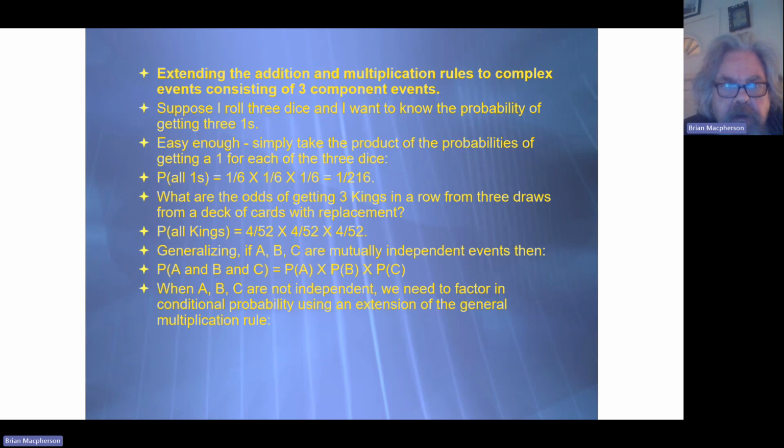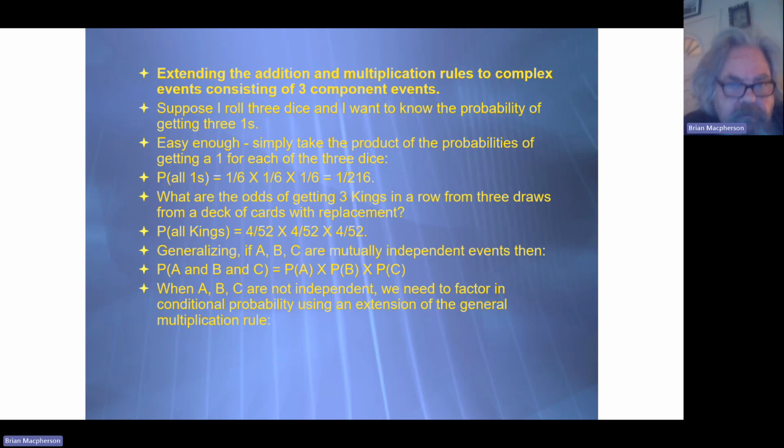Okay, let's look at the card example. What are the odds of getting 3 kings in a row from 3 draws from a deck of cards with replacement? Well, again, because there's replacement, we're not going to be using conditional probabilities because the events are independent of one another. So the probability of getting all kings will simply be 4 out of 52 cubed, right? 4 out of 52 times 4 out of 52 times 4 out of 52, all right?